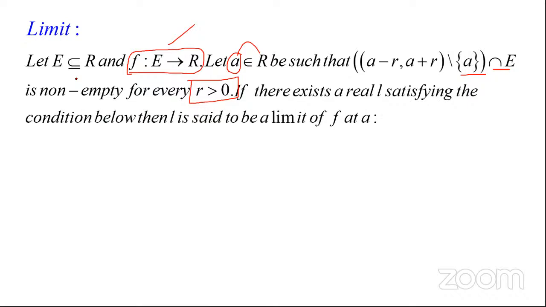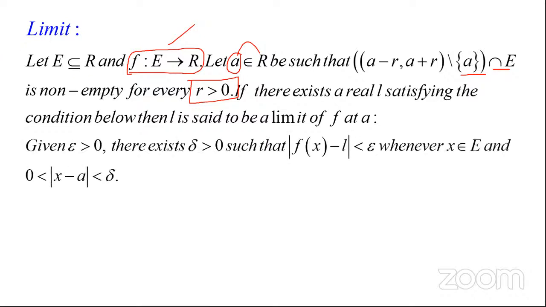Next, if there exists a real number L satisfying the conditions below, then L is said to be the limit of f at a. Given epsilon greater than 0, there exists delta greater than 0.